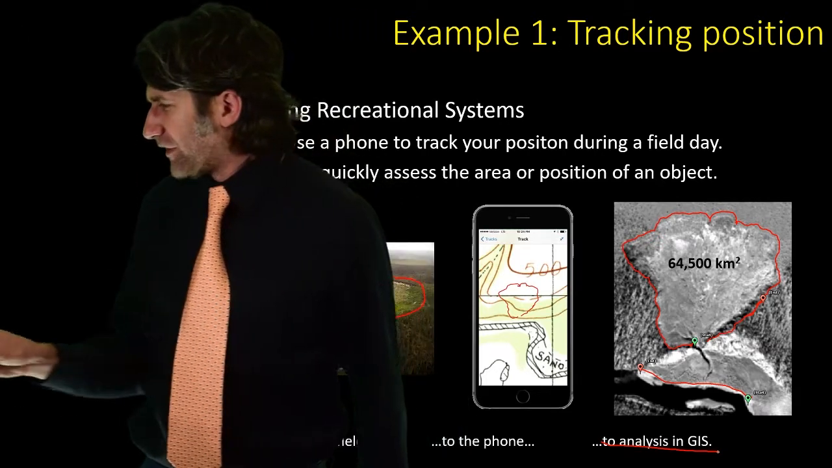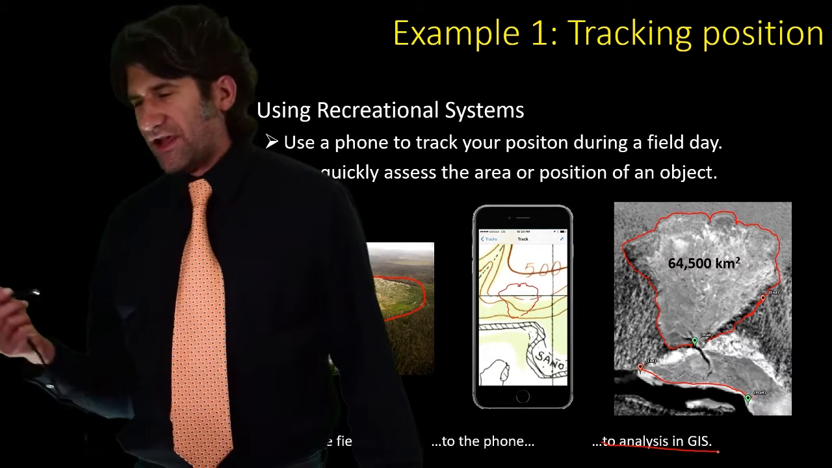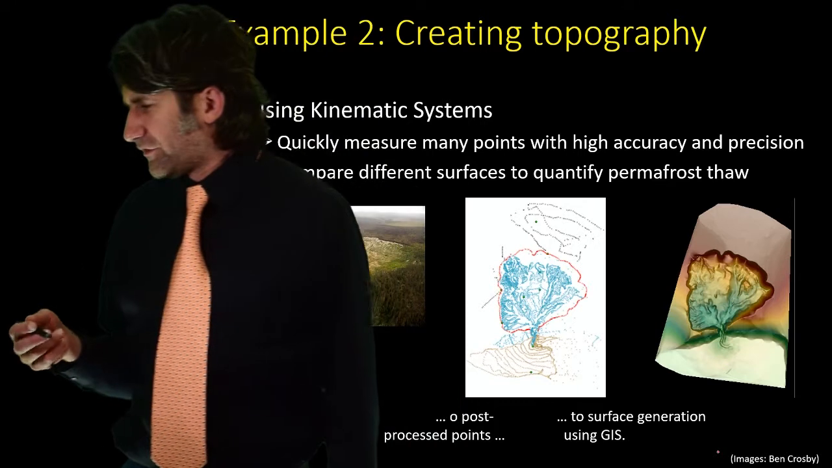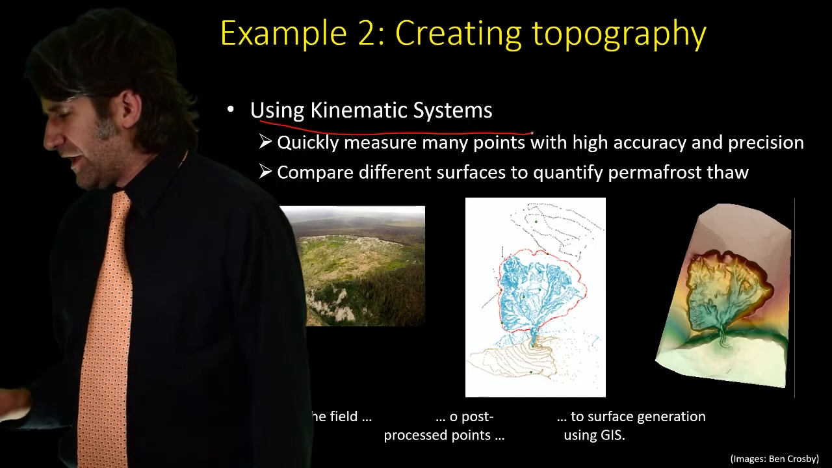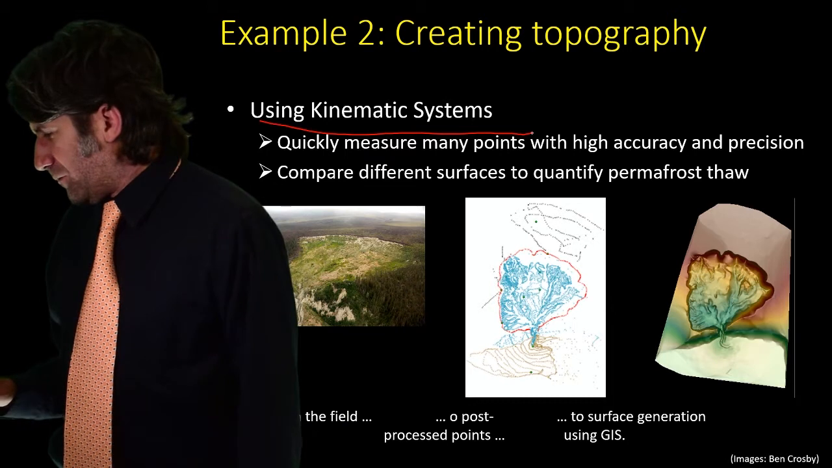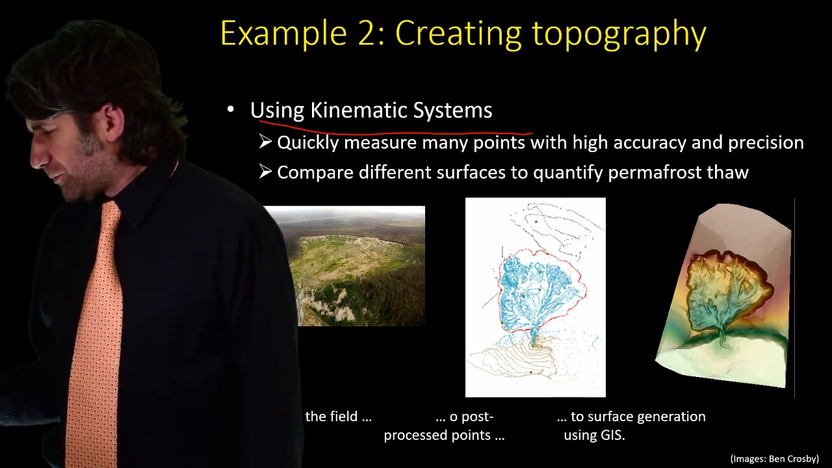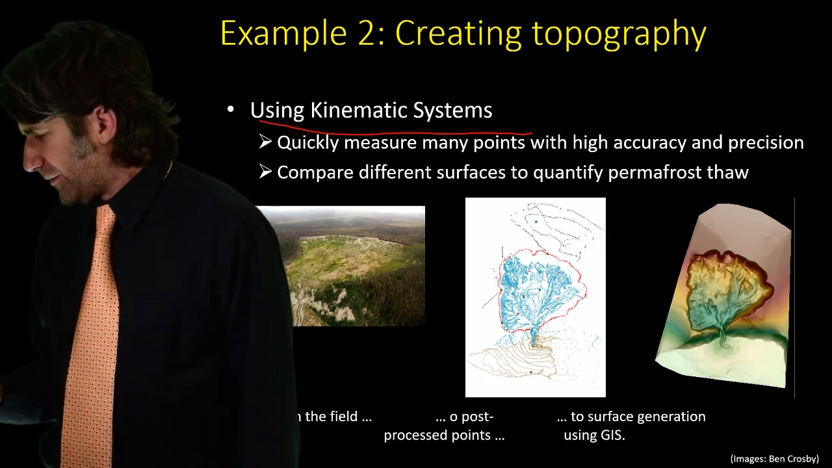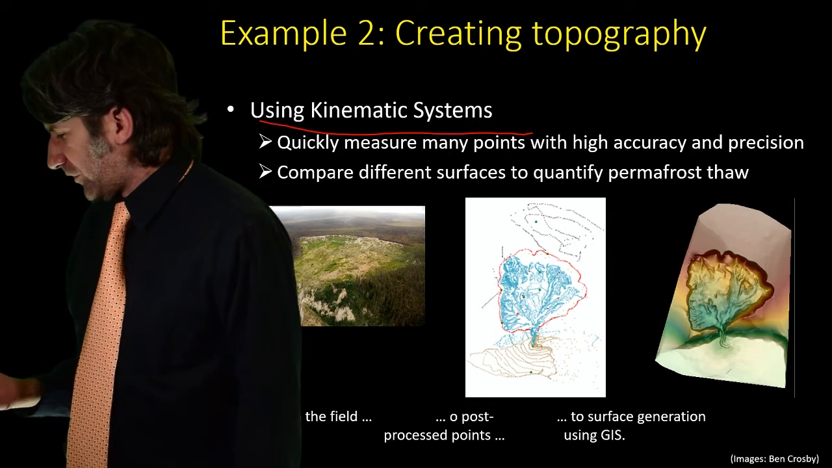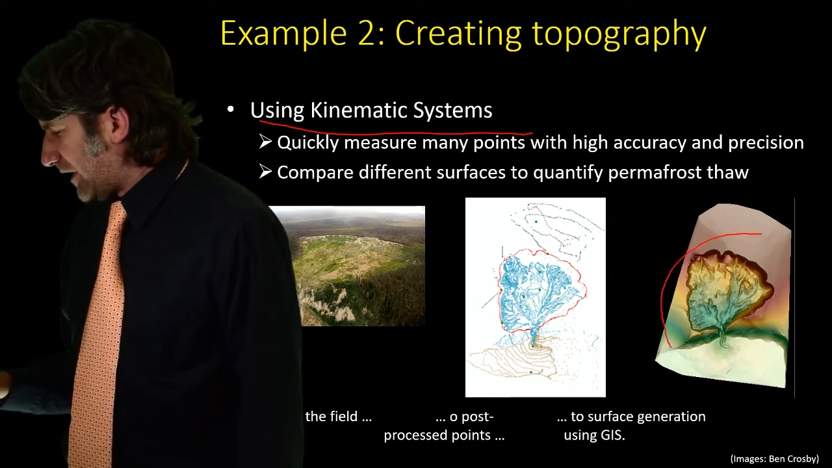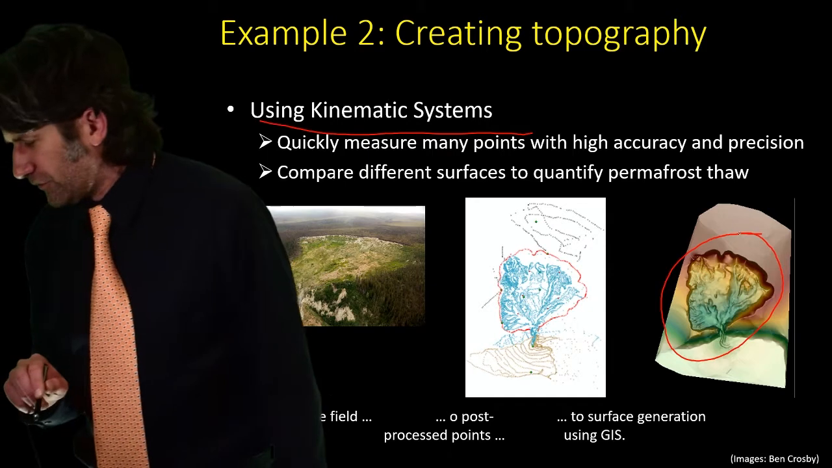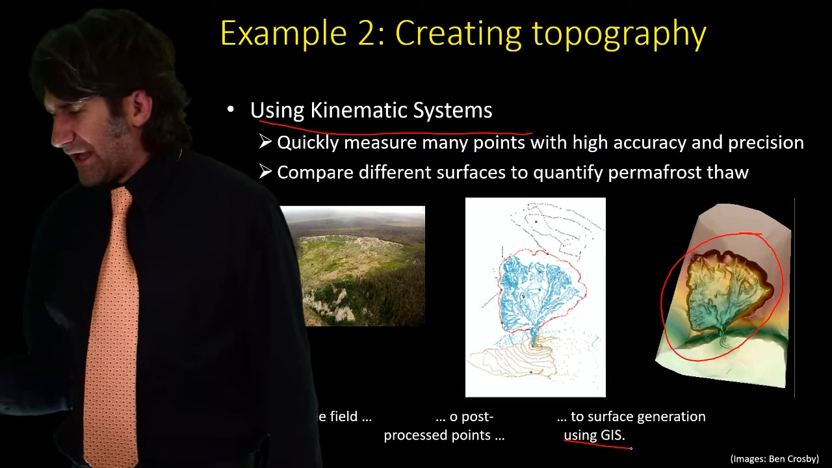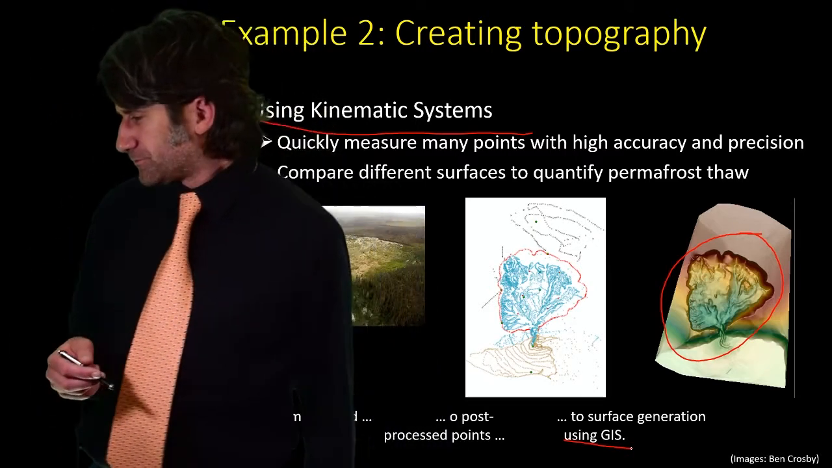So that would be a use of the recreational style systems. Let's say you wanted a more accurate system. You could use real-time kinematics, and in this case, we go in and measure a bunch of points using our RTK GPS and get centimeter scale accuracy. Do lots of surveying, and then maybe make a very high resolution, 10 centimeter resolution digital elevation model in a GIS after. So that's what we could do if we had one of these RTK systems.